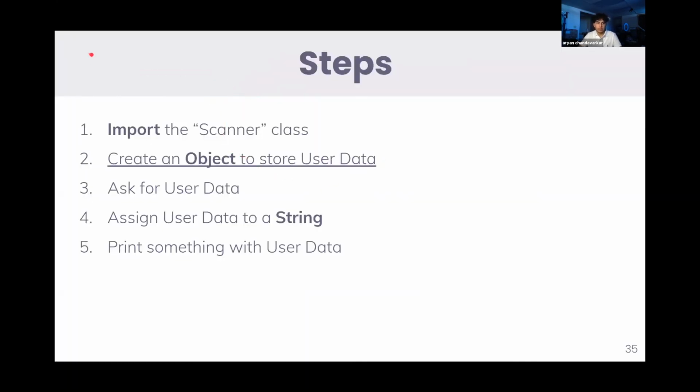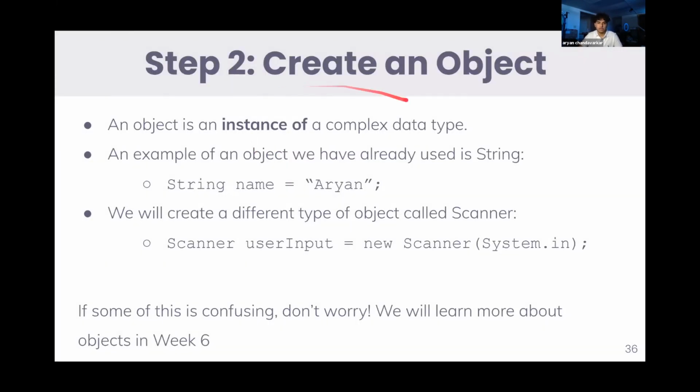So the second step is to create an object to store user data. Now, an object is a very heavy topic, which we'll go into in later classes, inshallah. But for our purposes, we'll go over what an object is. An object is basically an instance of a complex data type. An example of an object is when we have a string and we assign it a name: a string name is equal to Ariane. So in this case, name is an object. We're going to create a different type of object called scanner. In this case, the object is user input.